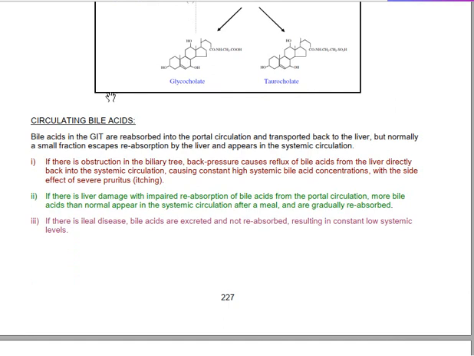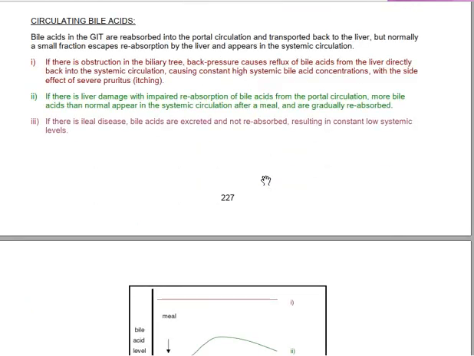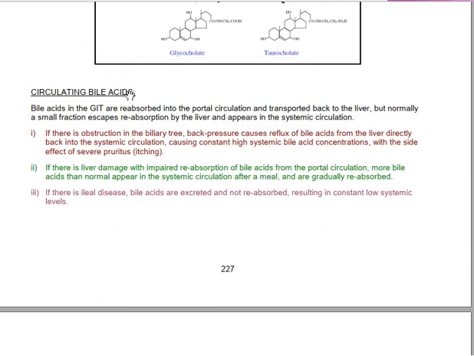Now, circulation of the bile. So generally this is the diagram where you have it. From cholesterol, you have the 7-hydroxylase enzyme that is going to convert it to produce the different bile acids, cholic acid and chenodeoxycholic acid. Now this cholic acid can be bound either to glycine to produce glycocholic acid, or to taurine to produce taurocholic acid. So now the next one is circulation of bile acid.